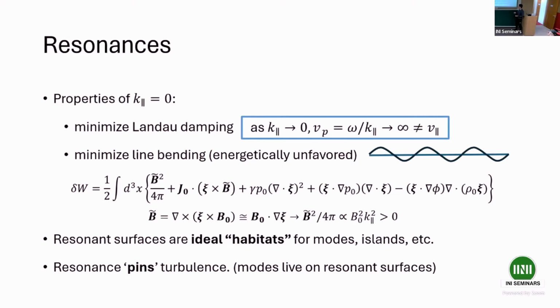So here we can draw a conclusion that resonant surfaces are ideal habitats for modes and islands and some other things, just like if you are a mouse, you prefer living in an area where there's no cat. Here the plasma mode is just like a mouse, and the Landau damping and the line bending are just like a cat. So since the plasma modes prefer staying at resonant surfaces, we can say the resonance pins the turbulence. Modes live on the resonant surfaces.